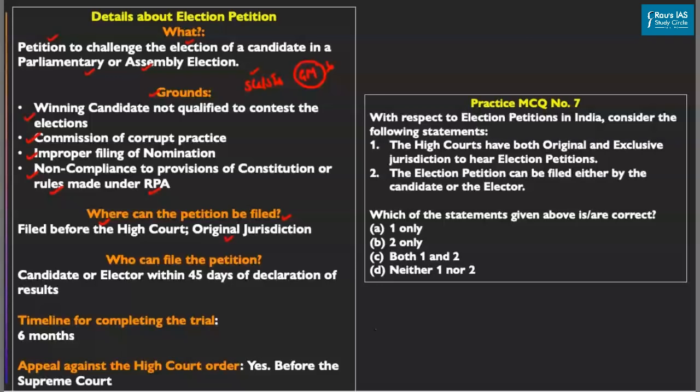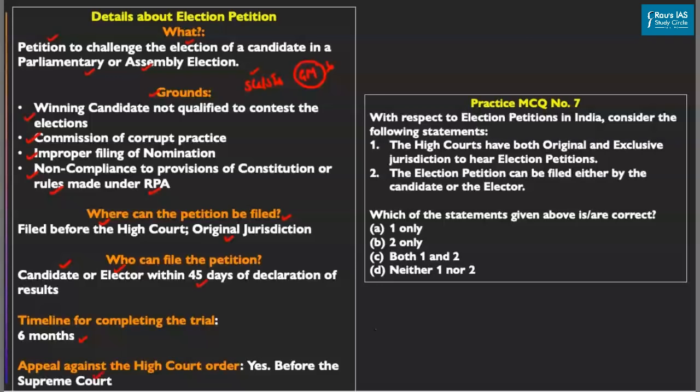The election petition can be filed either by a losing candidate or any elector within a constituency, but there is a time limit. Here, the candidate or an elector must file the petition within 45 days of the declaration of the results. And the Representation of People's Act recommends that this election petition trial should ideally be completed within a time frame of 6 months. And please do understand here that if a particular person is not happy with the order passed by the High Court, then such a person can obviously appeal before the Supreme Court.